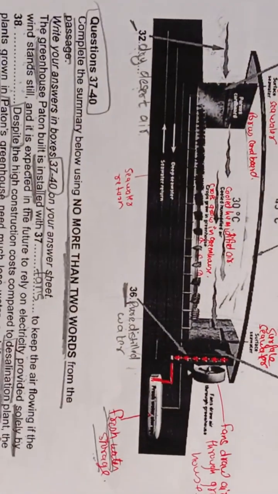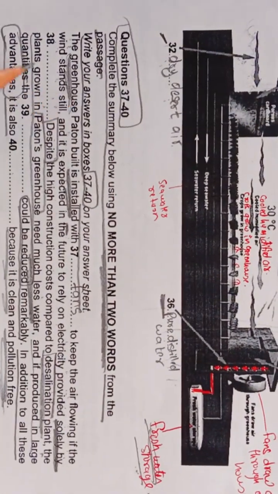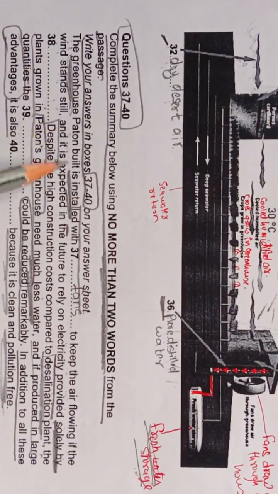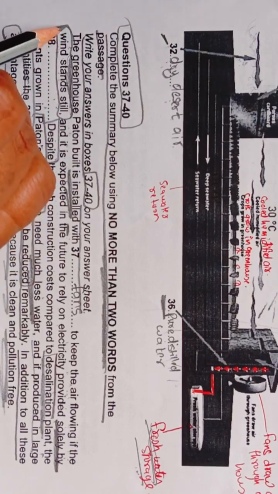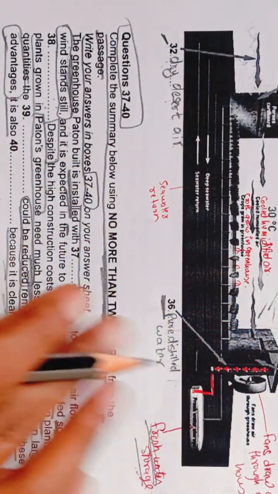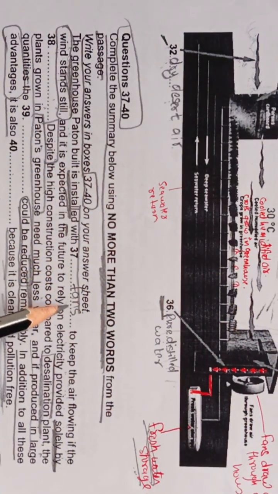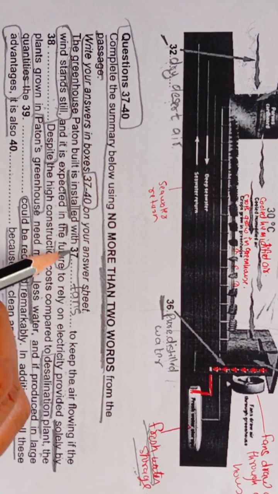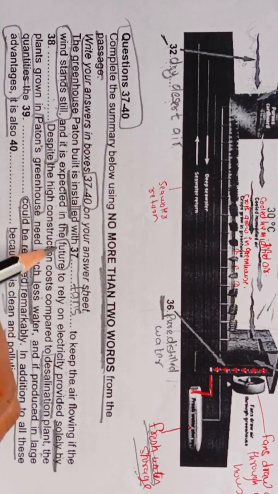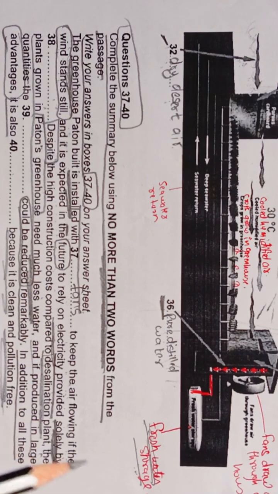And the same thing only they are asking here. The greenhouse Pattern built is installed with fans to keep the air flowing if the wind stands still. Wind stands still means they are talking about when there will be no wind. When there will be no wind, then fans will work. Okay? And it is expected in the future. Here they are talking about the future. And it is expected in the future to rely on electricity provided solely by.